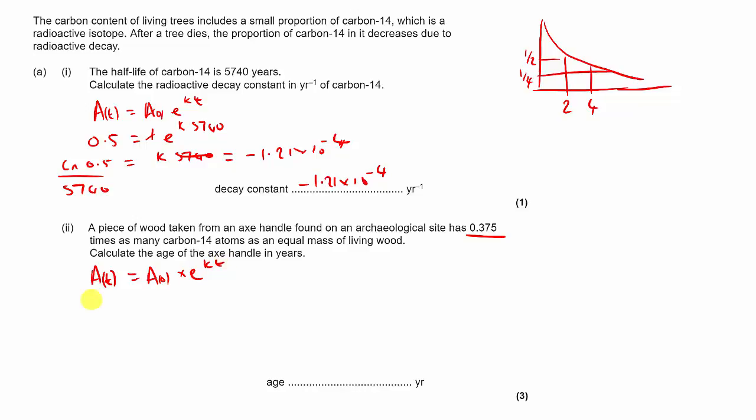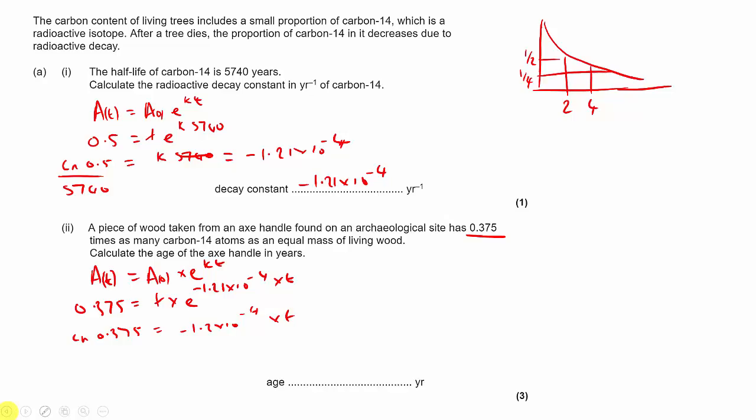So let's sub all our values in. I'm trying to find t, so I don't really need to do any rearranging here. The amount at the beginning was 1. The amount at this time is 0.375. That's correct. Times e raised to the power of our constant, minus 1.21 times 10 to the minus 4, times our time. Our time is the thing we're trying to find. Again, the 1 can just be ignored. If I do ln of both sides, ln 0.375 will equal, that gets rid of the e, it just becomes minus 1.2 times 10 to the minus 4 times t.